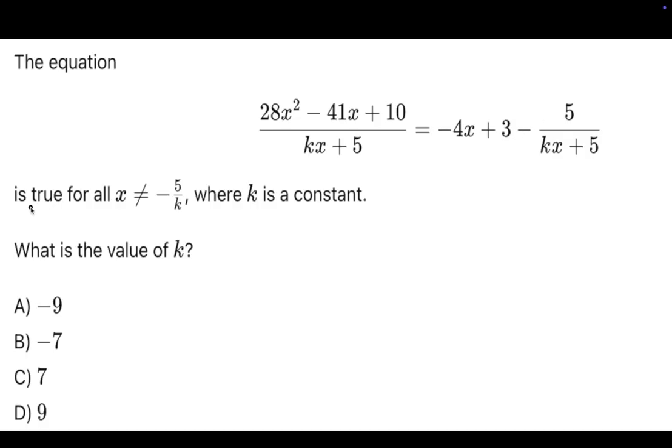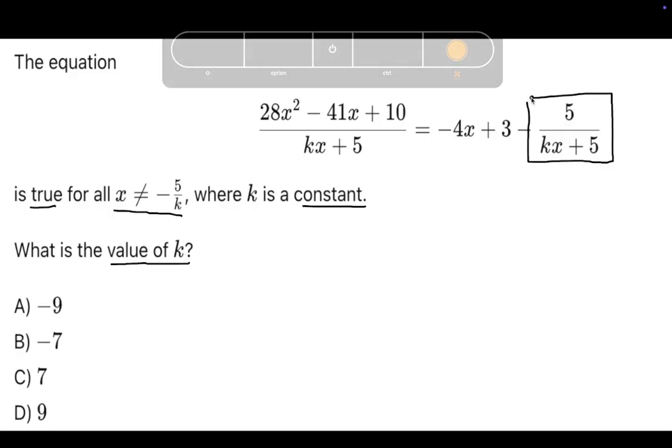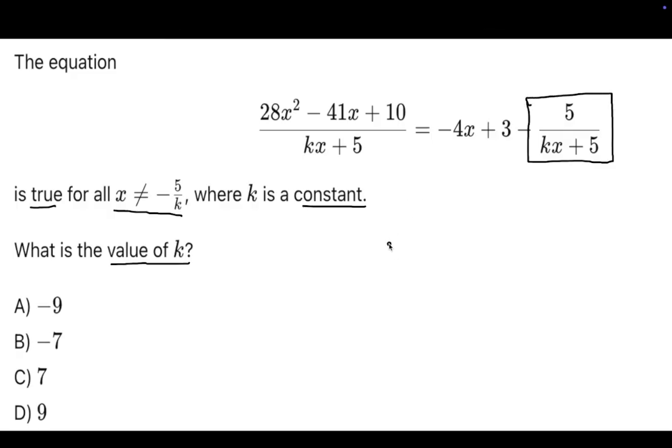Alright, let's see if you guys got it right. The question states the equation is true for all x values not equal to negative 5 over k, where k is a constant. What is the value of k? So as we can see, the right side of the equation, 5 over kx plus 5, is in the form of the remainder of our polynomial division.